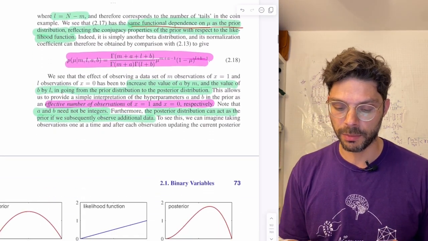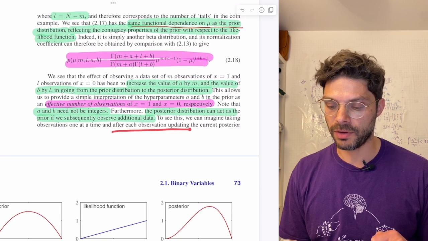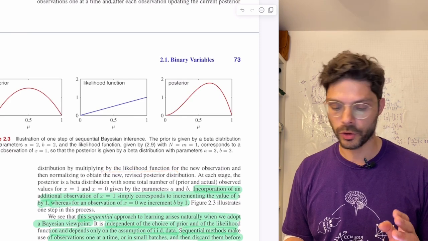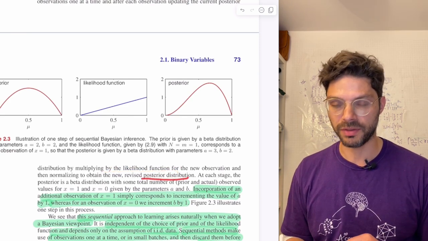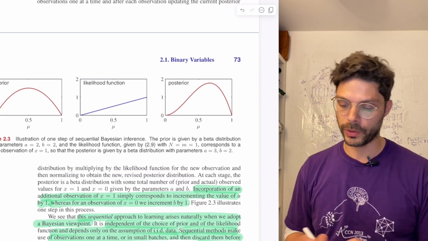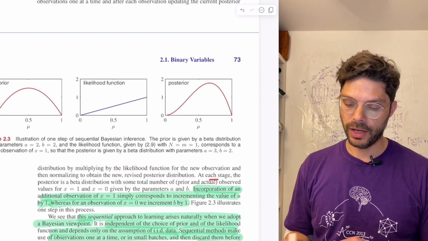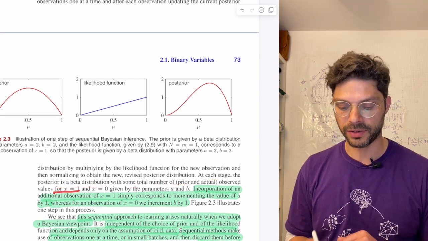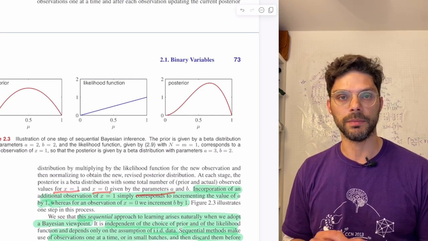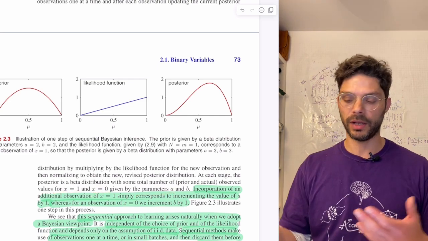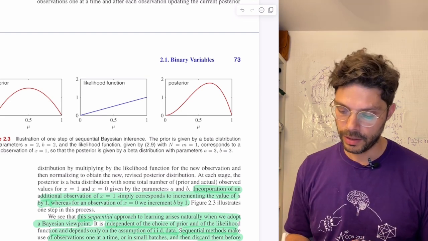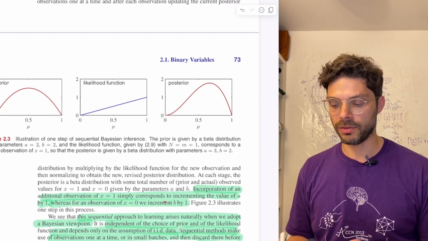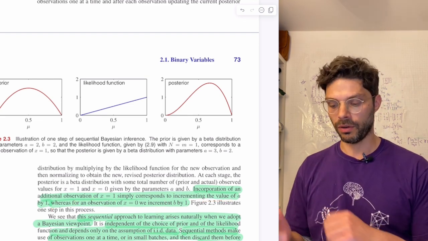So we can imagine taking observations one at a time, and after each observation, updating the current posterior by multiplying by the likelihood function for the new observation, and then normalizing to obtain a new revised posterior. So you've got this kind of sequential procedure going on. At each stage, the posterior is a beta distribution with some total number of prior and actual observed values for x equals 1 and x equals 0, given by the parameters a and b. So a and b are just tracking the number of heads and tails you've observed. And the incorporation of an additional observation of x equals 1 simply corresponds to incrementing the value of a by 1, and conversely for the other one.